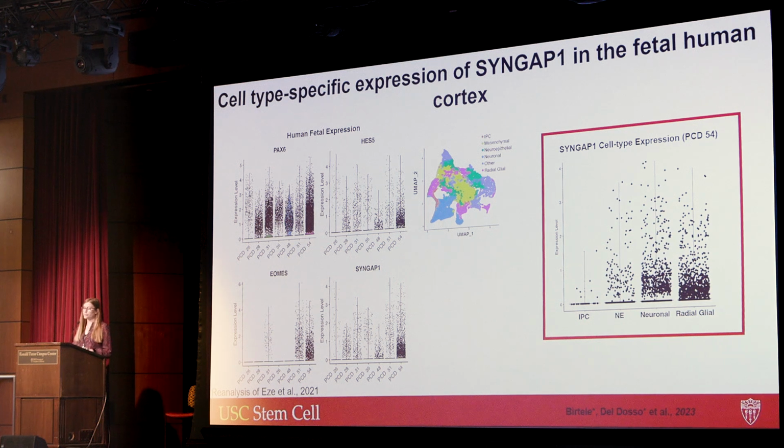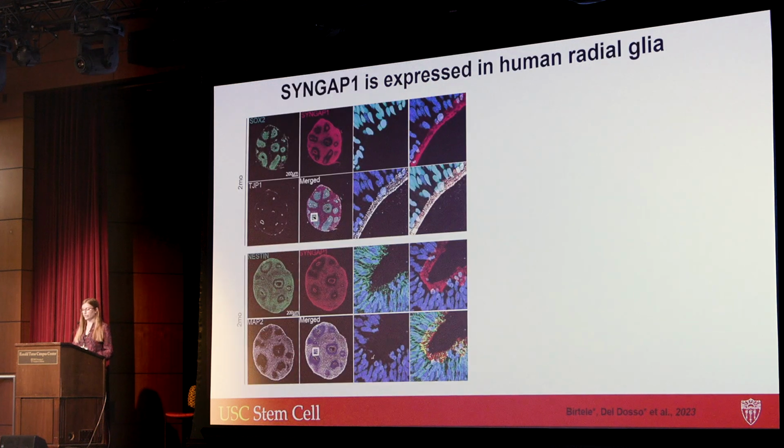Because from here we started to wonder, okay, what is SYNGAP doing in these cell types that are the progenitor of the cortex? So we used cortical organoids. You see here stainings for 2-month-old organoids where we have SOX2 positive cells in green, labeling progenitor cells. And they're really organizing in these ventricle-like structures.